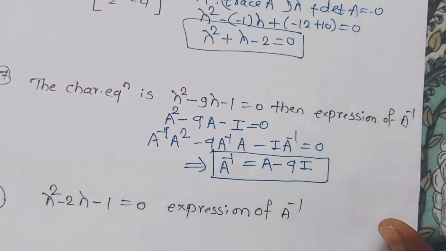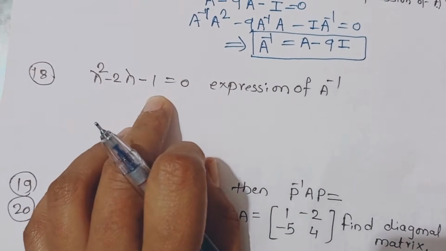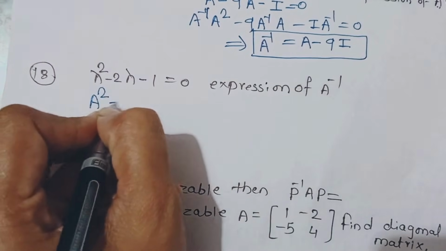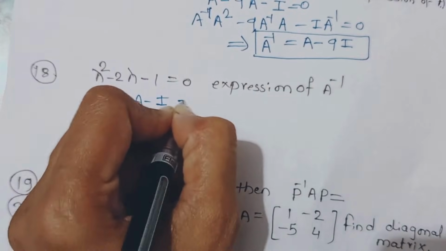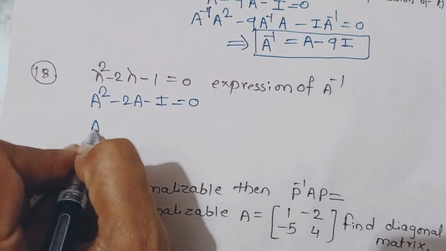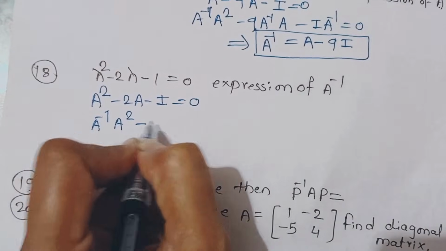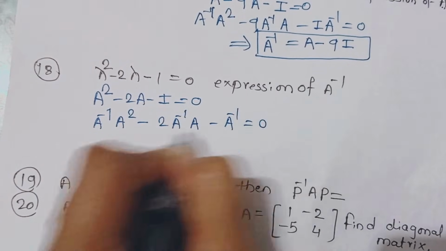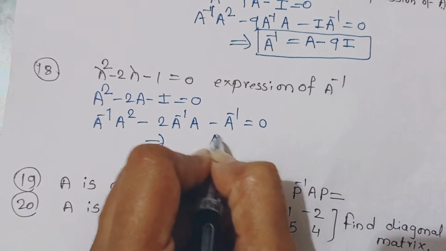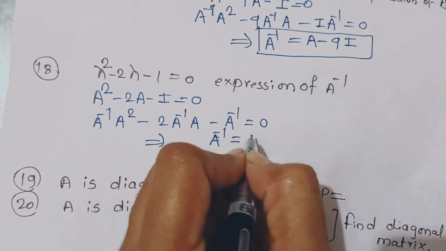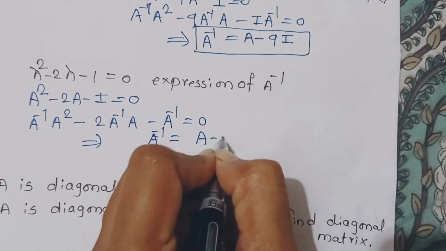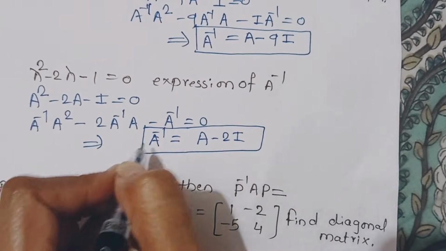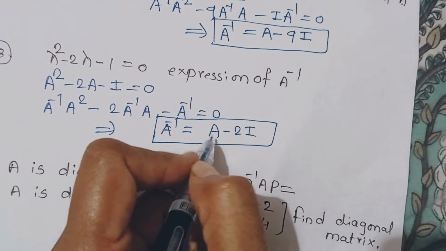Again, for this matrix we have to find A inverse. By the Cayley-Hamilton theorem, we have A square minus 2A minus I is equal to 0. Multiply by A inverse, we get A inverse A square minus 2 A inverse A minus A inverse is equal to 0. That means A inverse is equal to A minus 2I. Don't write A inverse is equal to A minus 2.